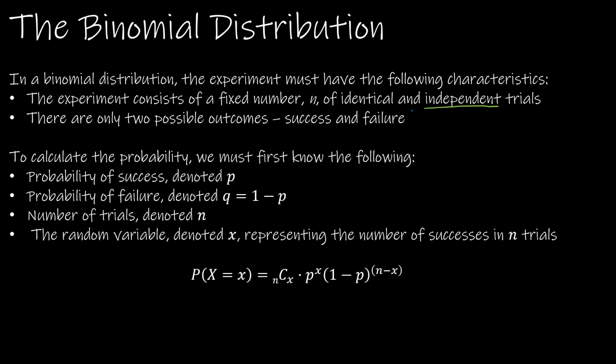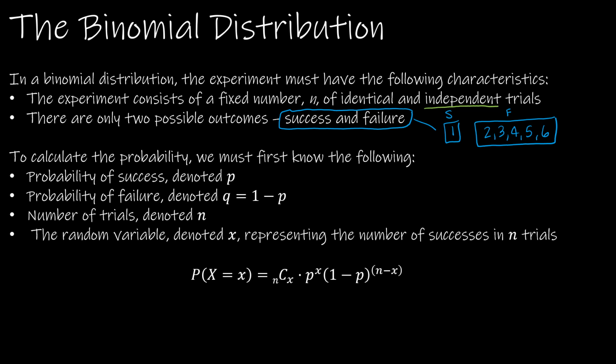Now be careful with this one because yes, it's two outcomes, but if say I'm rolling a die and I say I win if I roll a 1 and I lose if I roll a 2, 3, 4, 5, or 6, that's two outcomes, success and failure. So even though when I roll a die there are 6 outcomes, there's really just two outcomes, success and failure.